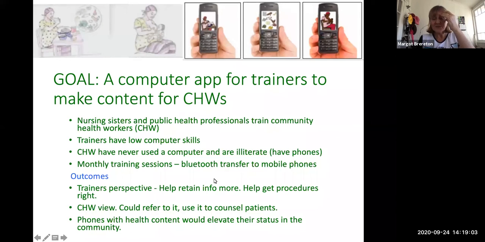But the outcomes were fabulous. From the trainer's perspective, their messages were getting directly to the mothers, and the information was being retained and passed on accurately to help get procedures right. The community health workers as well, they really liked it because they could refer to it to counsel patients. And also they felt that phones with health content on them elevated their status in the community.